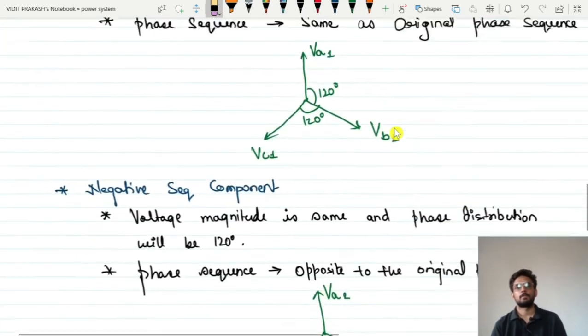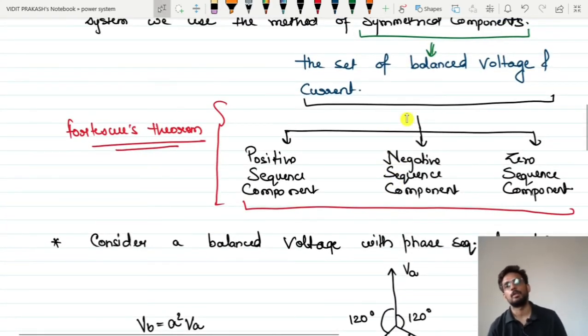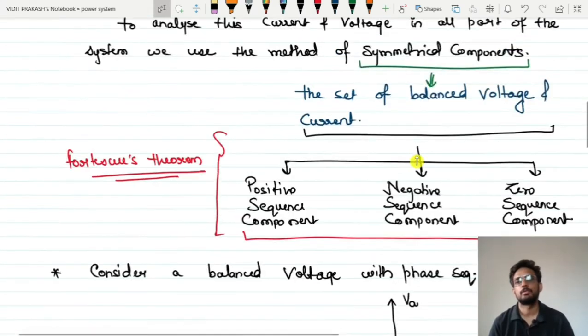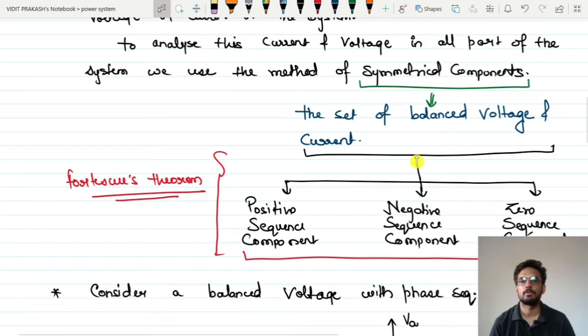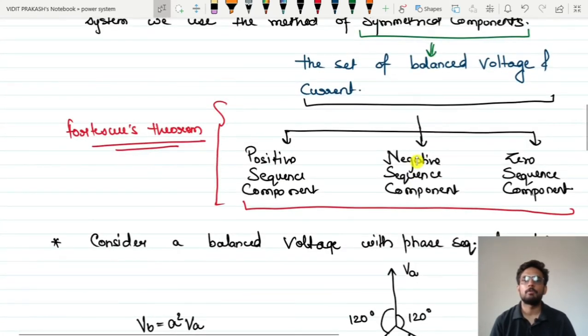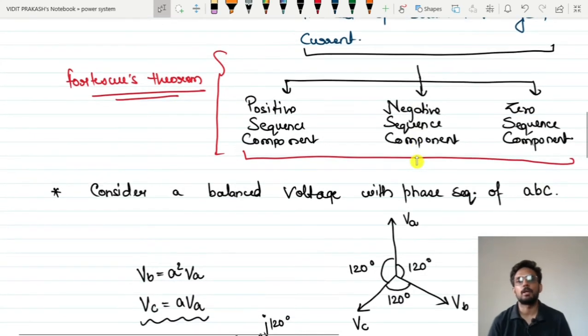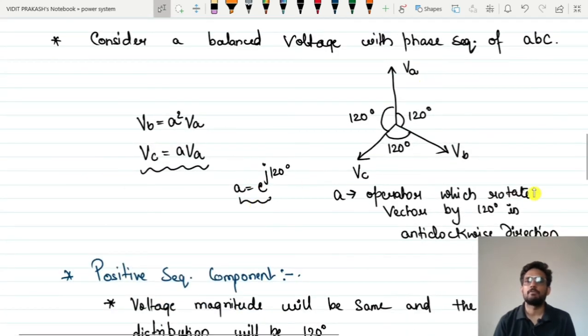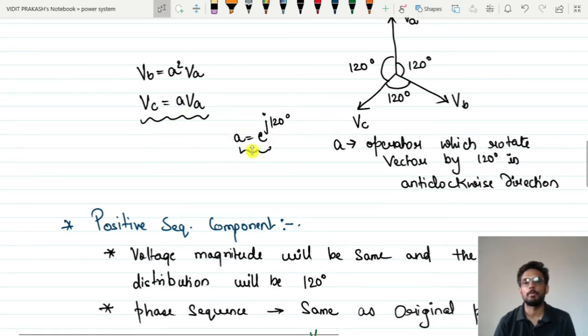Now, what we did, we transformed the unbalanced voltage into three sets of balanced symmetrical components. Okay, balanced voltage or current. Now, with the help of three symmetrical components, we can analyze the voltage and current in unbalanced condition. What are the three components? That is positive sequence component, negative sequence component, and zero sequence component. Suppose initially we have taken the phase sequence as VA, VB, and VC. And we know the operator A rotates the vector by 120 degree in anti-clockwise direction.